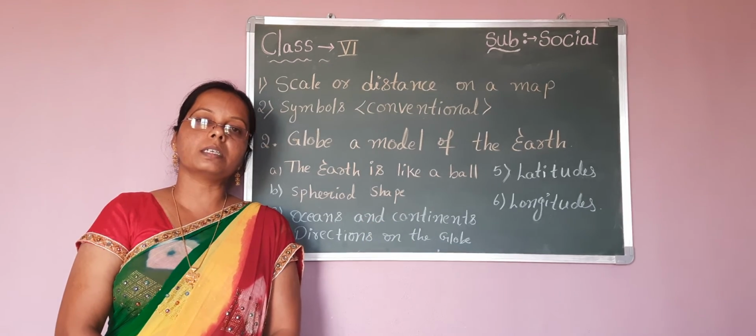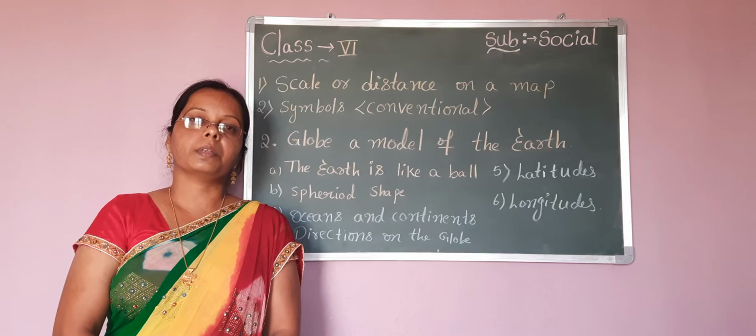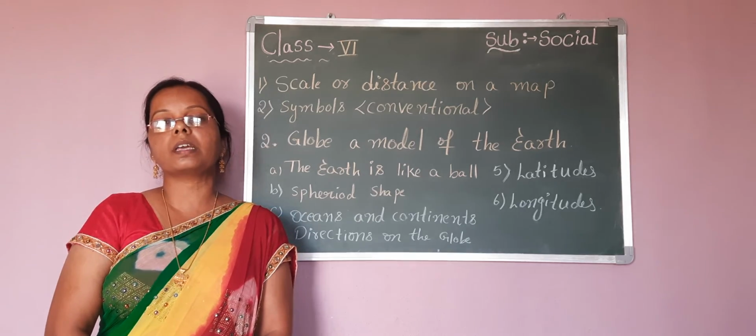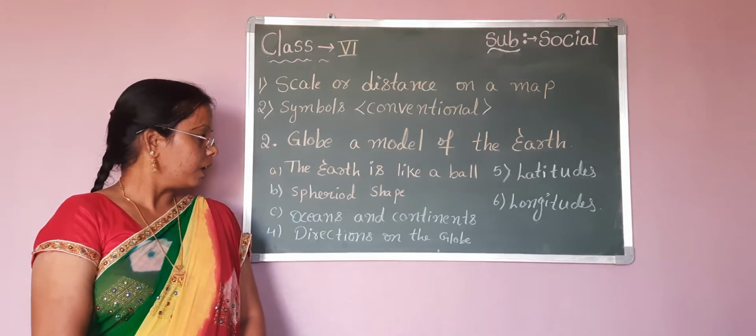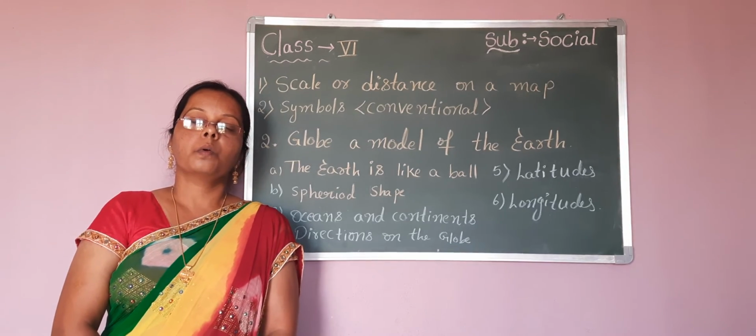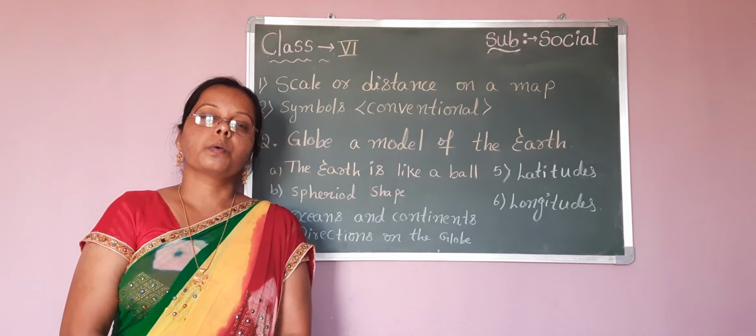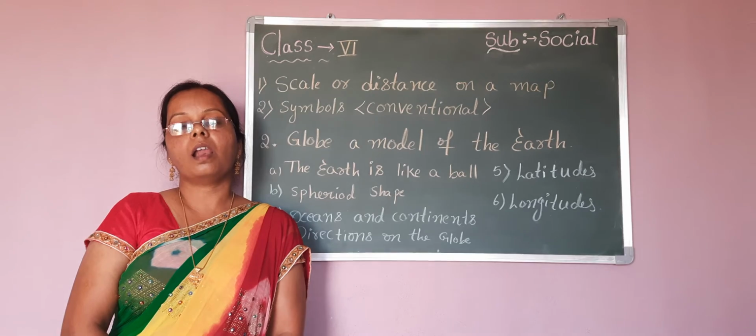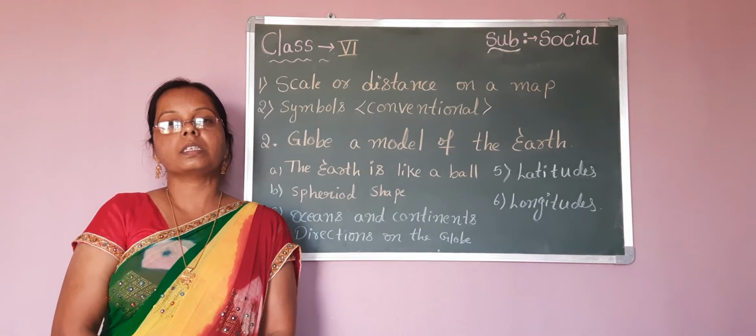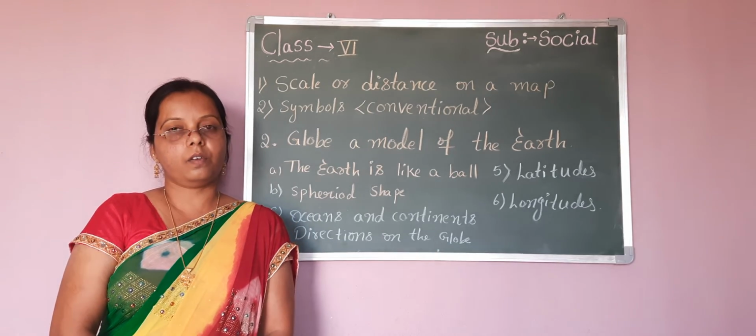So far, did you understand, children? Are you paying attention? Listen carefully. It is a very important and very easy topic. Oceans and continents. What are these things? Oceans and continents are landforms. They are known as first order landforms.